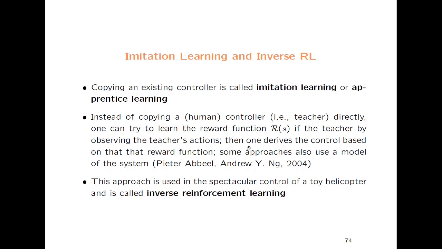Instead of copying or learning from a human controller, a teacher, directly we can also try to learn the reward function of this controller or of this teacher. And so we can sort of invert this process. Typically we start with the policy and then look at the reward function, but maybe we can learn the reward function by observing people and then infer the other things we are interested in.